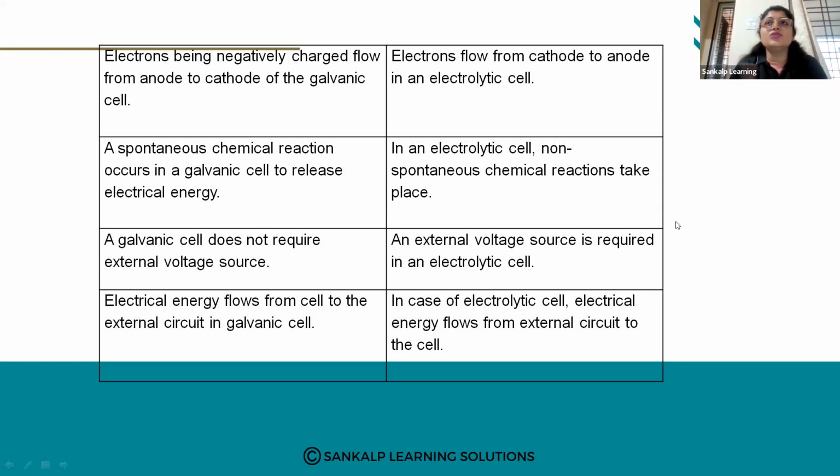So it is a huge difference, right? This will flow from anode to cathode. Here it flows from cathode to anode. A spontaneous chemical reaction occurs in a galvanic cell to release electrical energy. So what is happening? A spontaneous chemical reaction occurs in a galvanic cell when you are releasing the electrical energy.